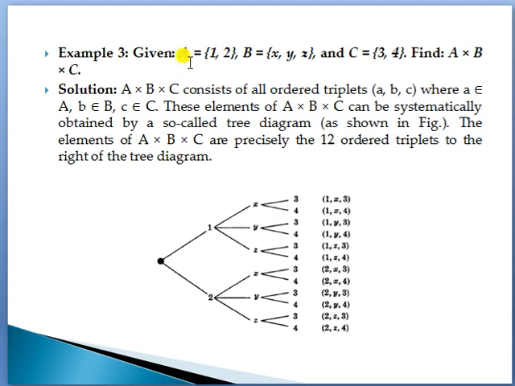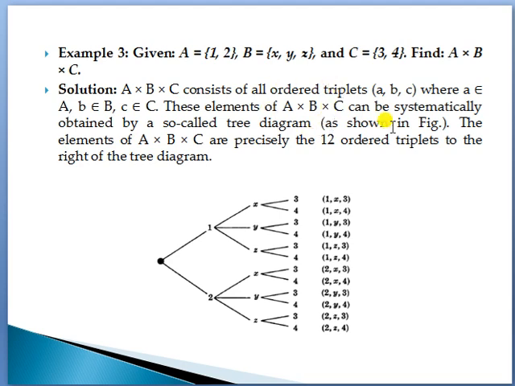In this example, we have considered 3 sets. Set A is 1, 2, set B contains x, y and z, and set C is 3 and 4. Here we have to find the Cartesian product A cross B cross C. It consists of all ordered triplets, since there are 3 sets. For 2 sets it was an ordered pair, now it is an ordered triplet (a, b, c), where a belongs to the first set A, b belongs to the second set B, and c belongs to the third set C.